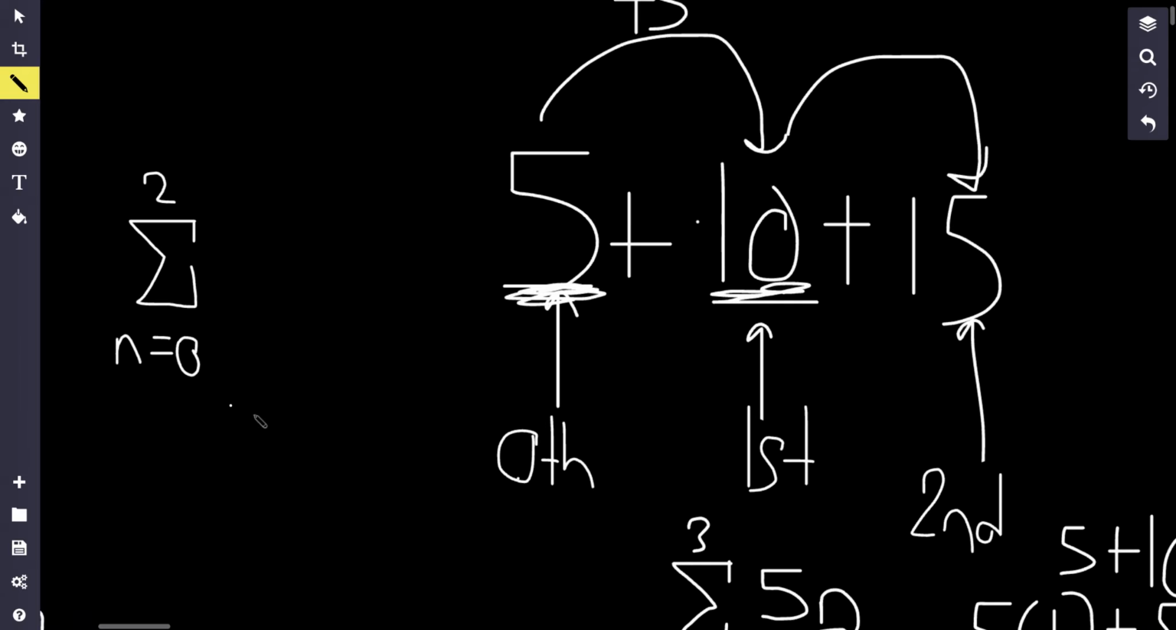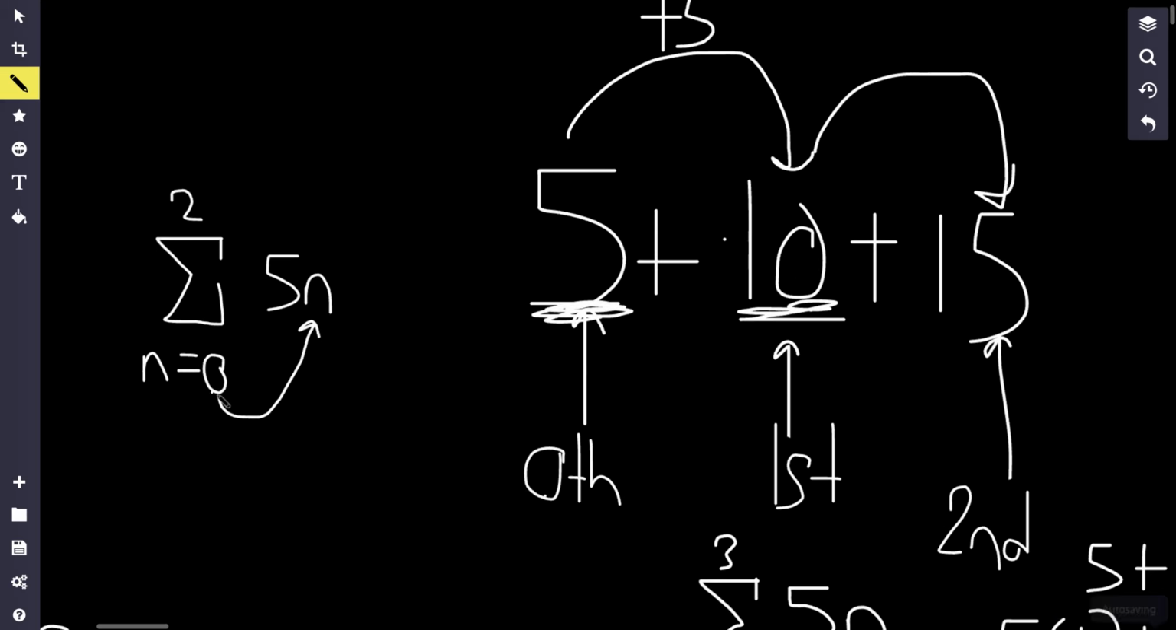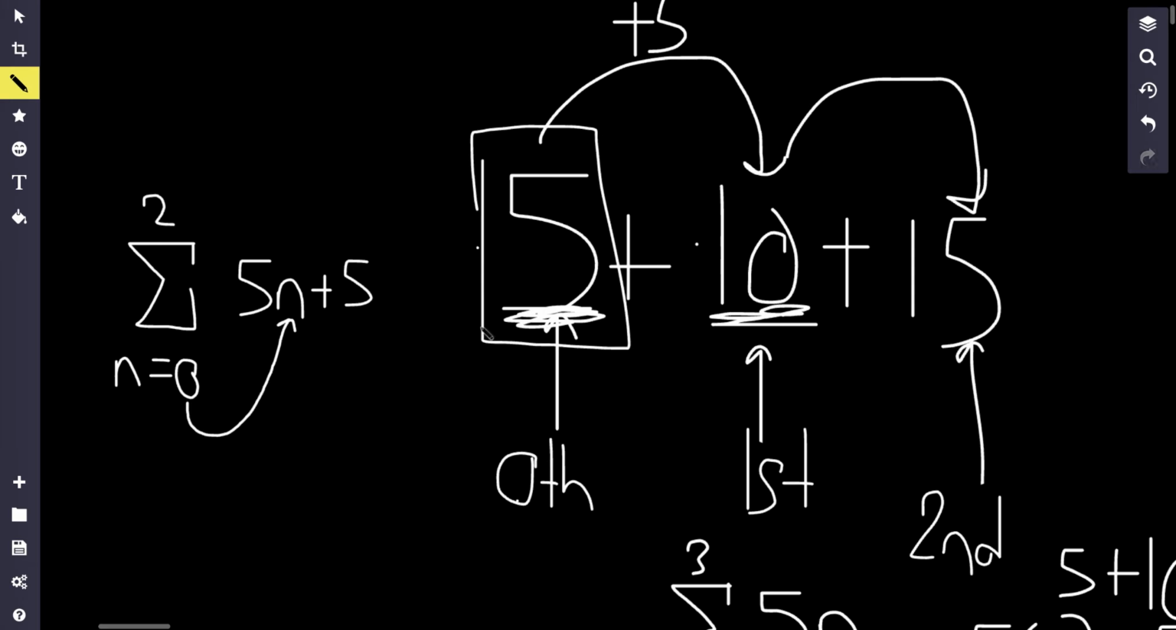And once again, because we're doing multiples of 5, we have to have this 5n at the front. But now the problem with this is that when we plug in n is equal to 0 here, we get 0 times 5, which is just 0. But you notice how the 0th term is 5, right? So what we have to do is add 5 to the end of this summation notation. Because now when you plug in n is equal to 0 into this function, you get 5 times 0 plus 5, which is 5. And 5 represents our 0th term, right?